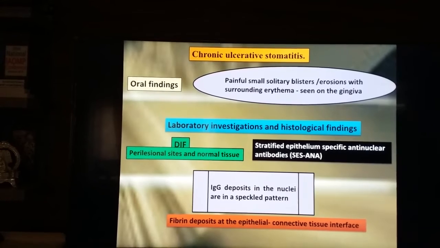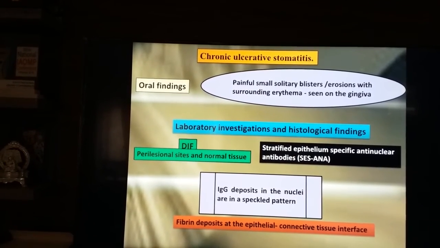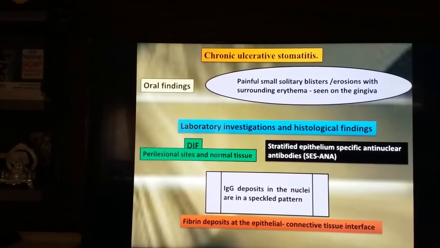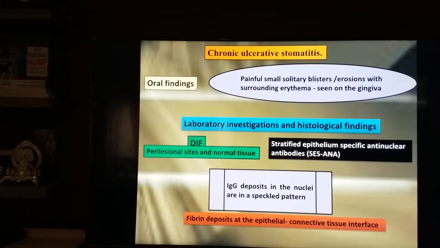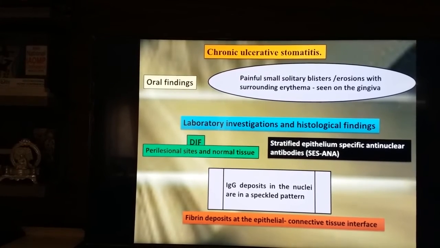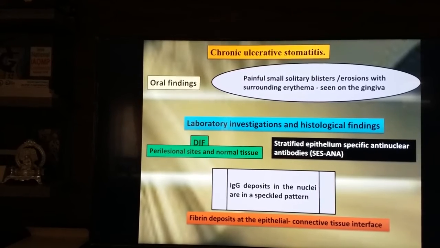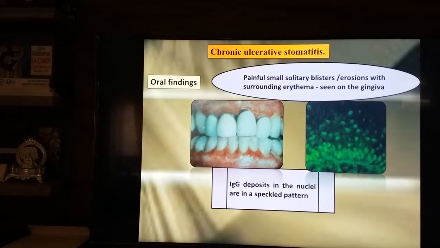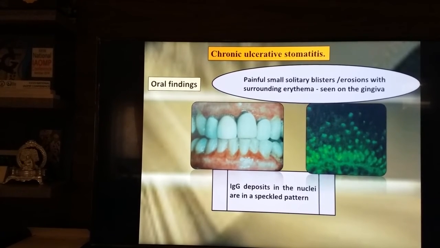However, in the histopathology findings, we will find stratified epithelium-specific anti-nuclear antibodies, ANA, could be found. The IgG deposits in the nuclei are in a speckled pattern. The fibrin deposits at the epithelial connective tissue interface could be very useful. Here is the situation where characteristic lesions can be found in the IgG deposits and the nuclei.